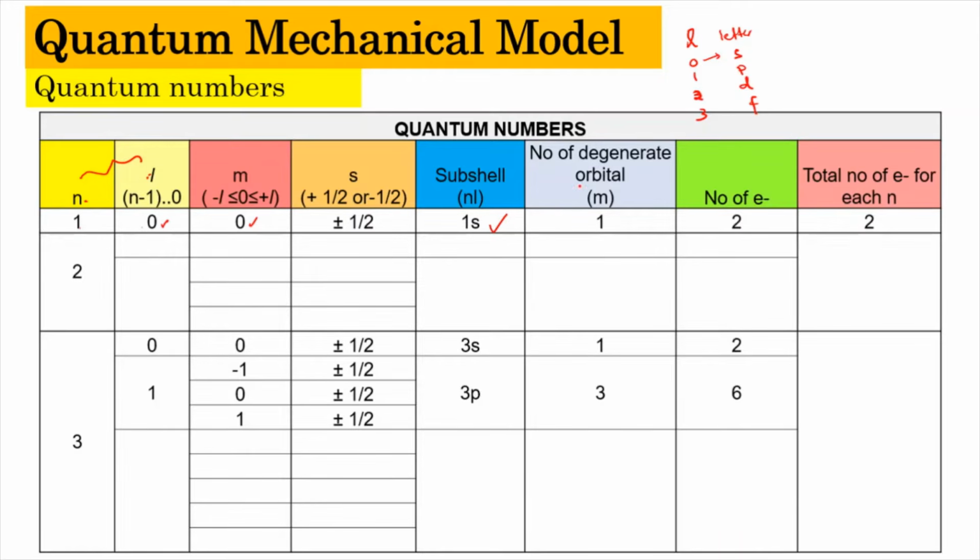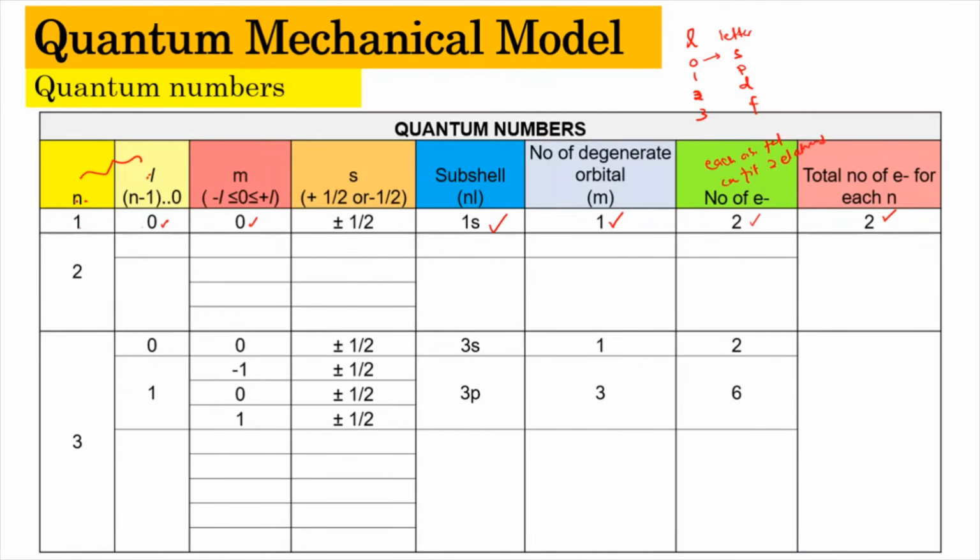Okay, and the number of degenerate orbitals will depend on m. Because we only have one value, we're going to have one orbital. Each orbital can fit 2 electrons. So since we have one orbital, we're going to have 2 electrons, which is plus half and minus half here. And the total number of electrons in the principal quantum number of 1 is going to be 2 here.